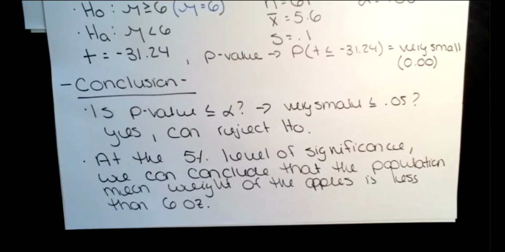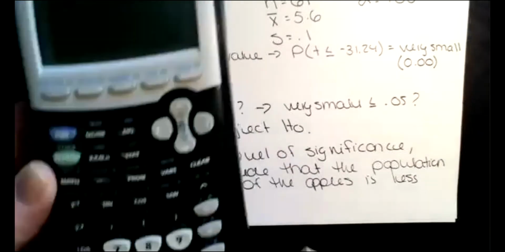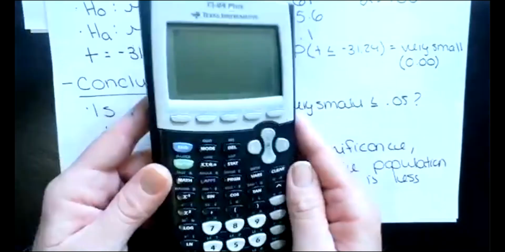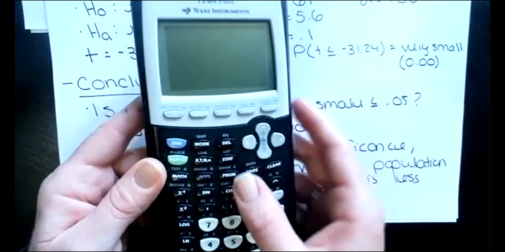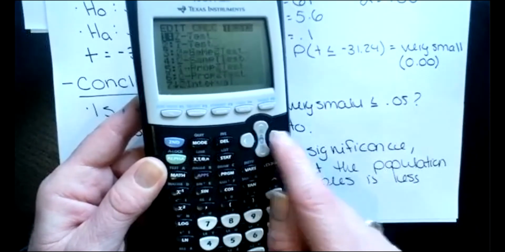All right, let's take a look at this on the calculator. I just wanted to make sure I'm in the right section on here. Okay, so again, turn this off again. So again, on the calculator, we will start at stat and arrow over to test.